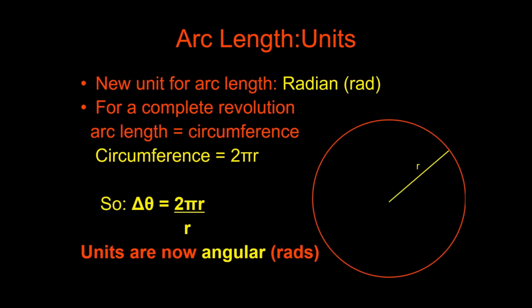Now for all of our calculations, we will keep our arc length units in radians. So for a complete revolution, as we go completely around in this circle, we will end up with the arc length equaling the circumference. The circumference here will be 2 pi r. So delta theta essentially winds up being 2 pi r over r, and that will cancel out your r values. That means that for one whole rotation, your object will have moved 2 pi radians. So instead of 360 degrees, we'll go 2 pi radians for one whole revolution.